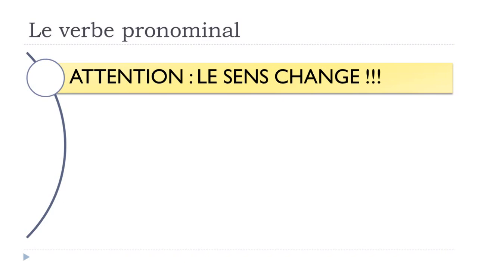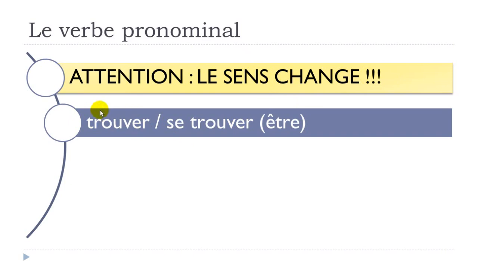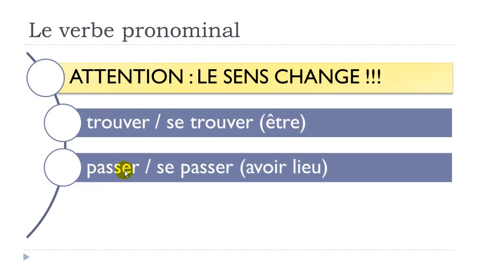Be careful, because in some cases, when you add this se in front of the verb, then le sens, so the meaning of the verb, will change. So I will put a few examples here. Trouver is to find, okay? And then se trouver means to be, être. Passer, to pass, se passer, avoir lieu, so to take place.